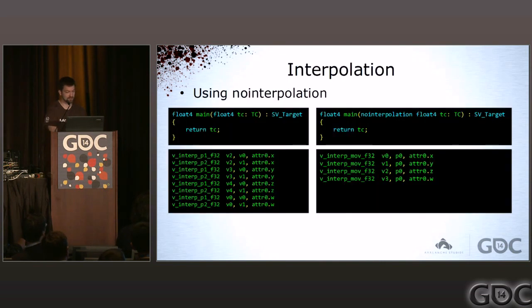So this is basically the comparison of when you have the no interpolation flag. The one on the left is passing a texture coordinate as usual. On the right, it's using the no interpolation flag, and it turns into just a mov instruction. Just pick the data from the first vertex instead.